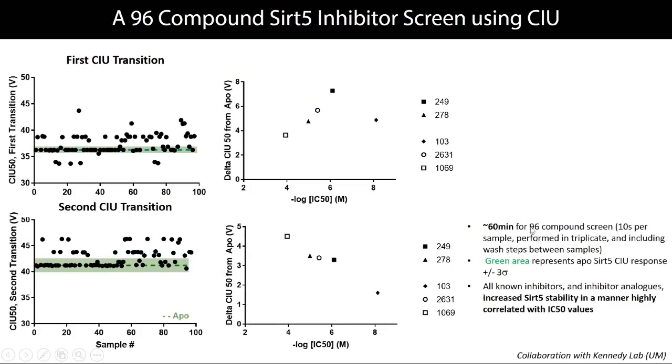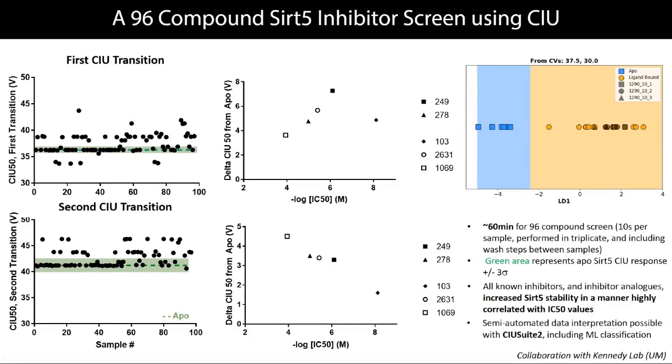Another key, I think, element here to focus on is this entire 96 compound screen with CIU was accomplished in 60 minutes. This includes 10 seconds per sample, which were performed in triplicate. So we took 3 droplets of each, and they also included the wash steps in between the samples, right?